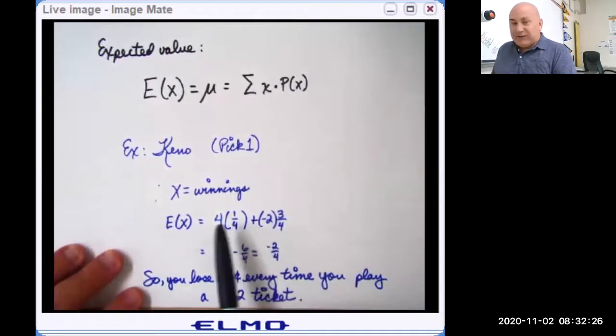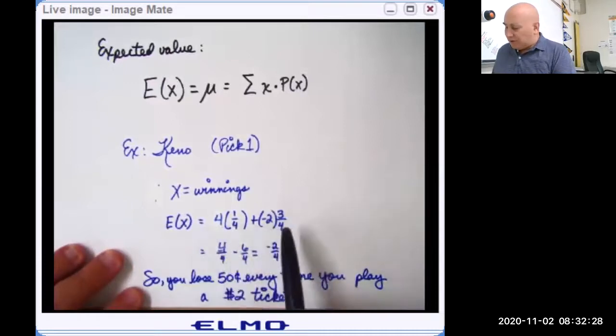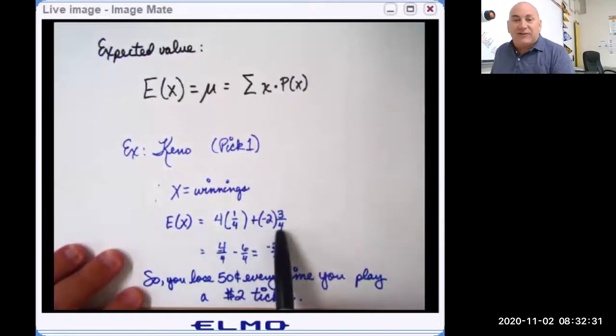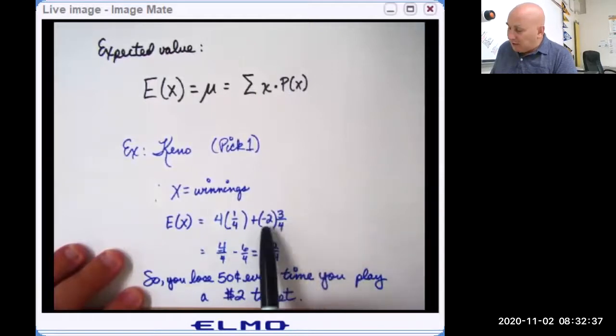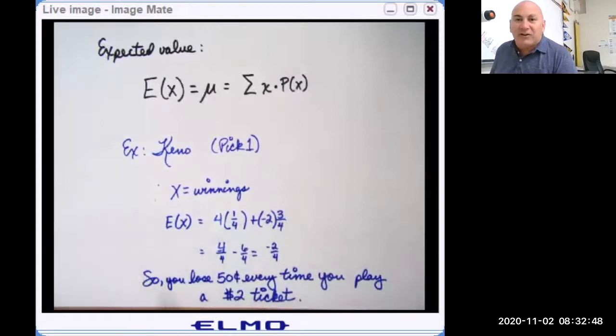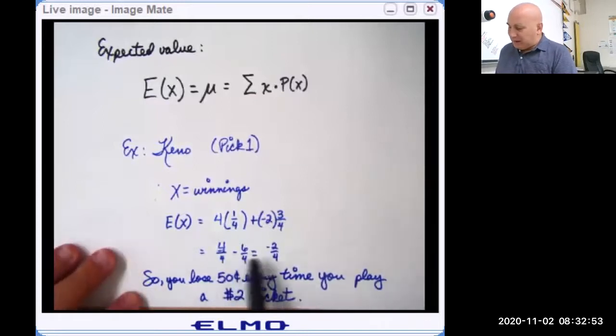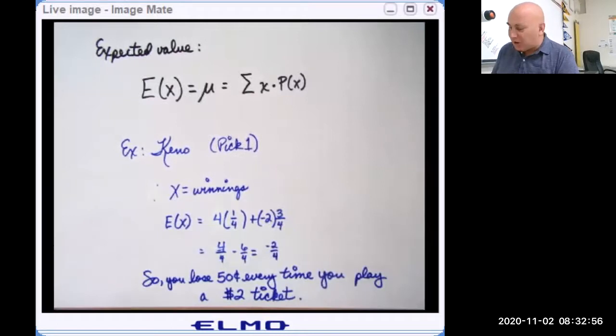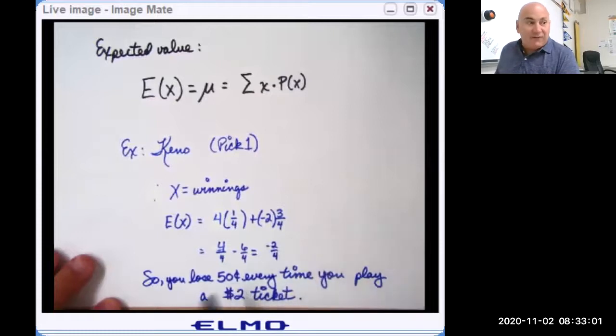There's a 1/4 chance that you're going to win $4, which means there's a 3/4 chance that you're going to lose, because this was only a 1 spot game to either win or lose. And you paid $2 to play. So 3/4 chance of losing $2. No need to break out the calculator. Get used to and get comfortable with fractions. 4/4 minus 6/4 is -2/4 of a dollar. So on average, you're going to lose half a dollar or 50 cents every time you play a $2 ticket.